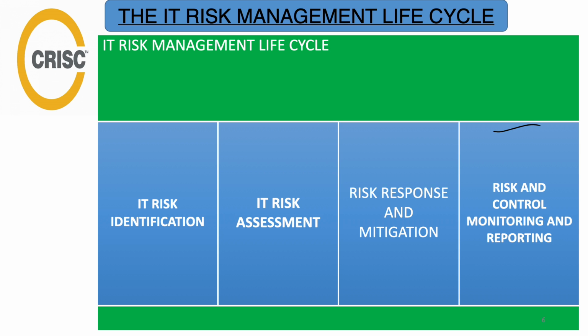And lastly, the final step is risk and control monitoring and reporting. In this, we have to monitor the risk. Risk should be managed on an ongoing basis to reflect changes in the business and the control environment. This should include the monitoring of key indicators that provide immediate management information on the performance of the risk and control. And this should be done throughout the project life cycle.